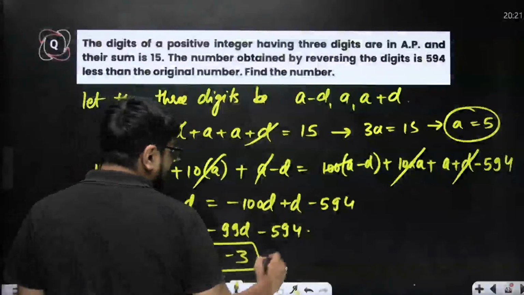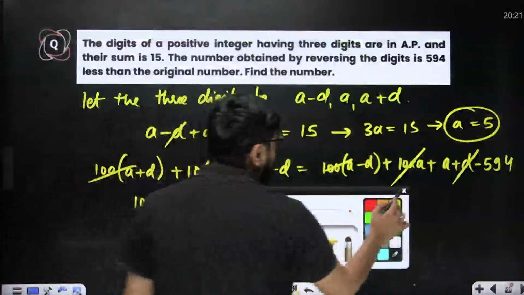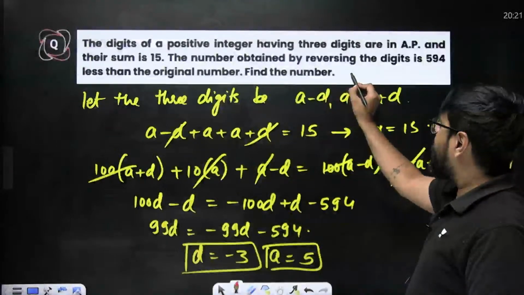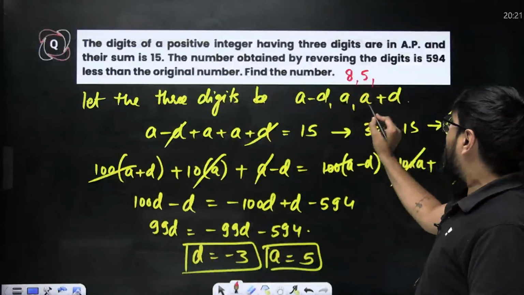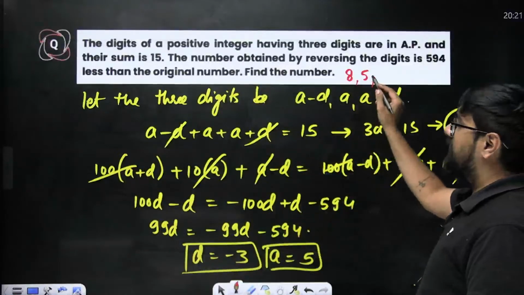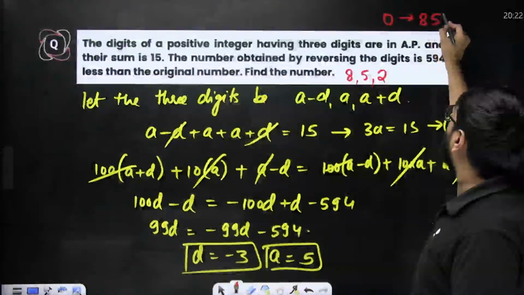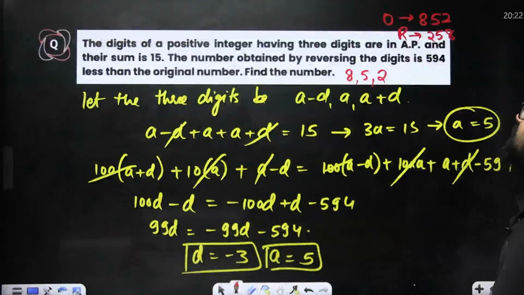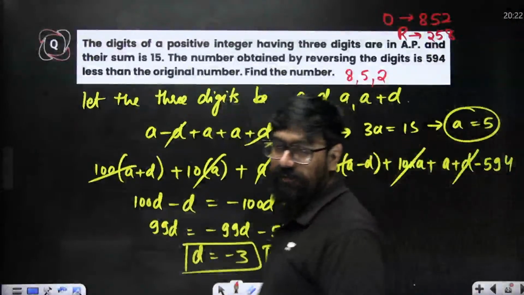Awesome. d is minus 3 and a was equal to 5 already. So what is the number? The digits are 5 minus minus 3, that means 8. Then the second digit is a, that means 5. Then a plus d, that means 5 plus minus 3, which is 2. So the original number is 852, and the reversed number is 258. And you can see 258 is exactly 594 less than 852.